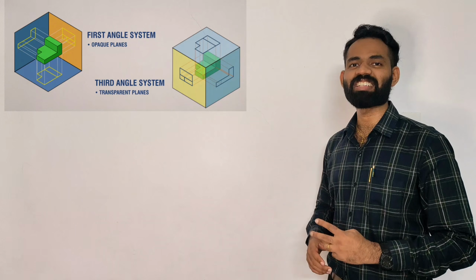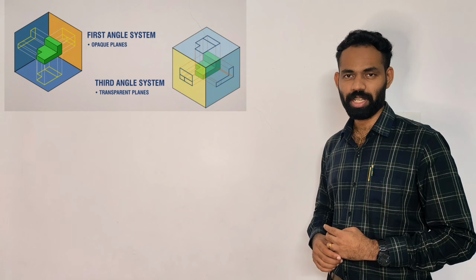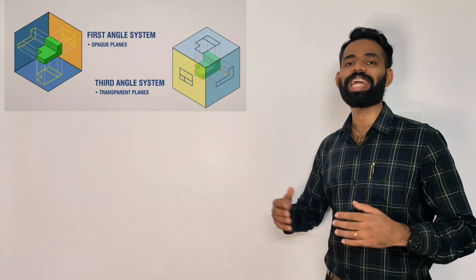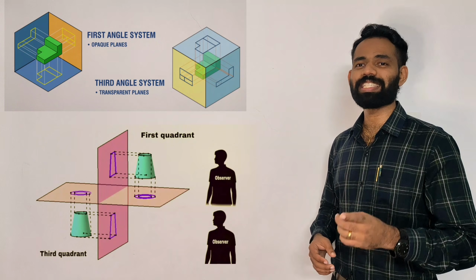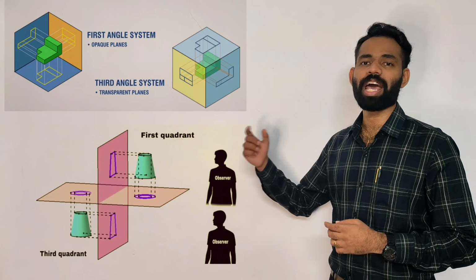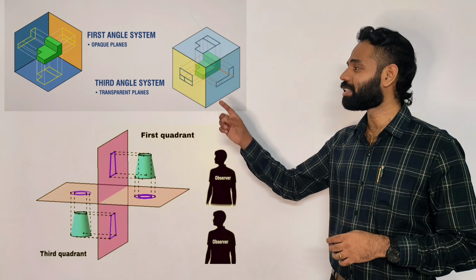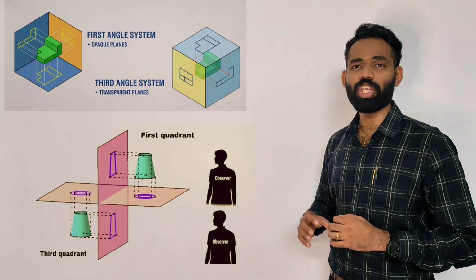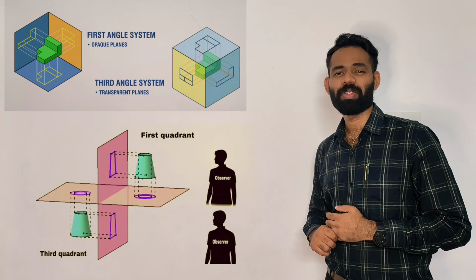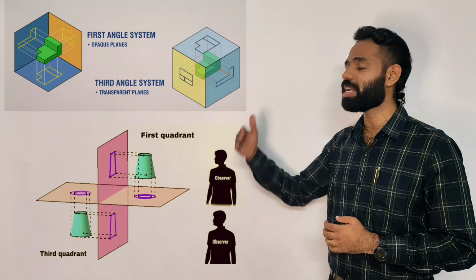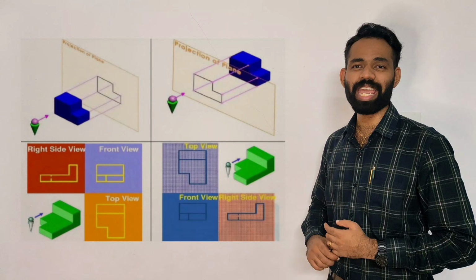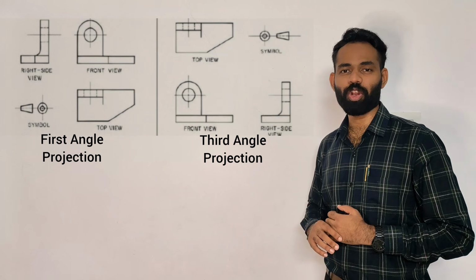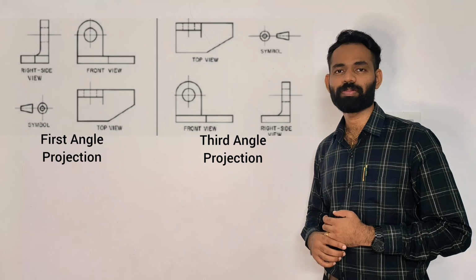Here is one thing many people find confusing. There are two international systems of orthographic projection. The first angle projection is widely used in Europe, India, and many parts of the world. The object is imagined between the viewer and the projection plane. Then the third angle projection is commonly used in the United States and Canada. The projection plane is placed between the viewer and the object. They look different in the drawing, but both mean the same thing: clear communication of an object from multiple views.